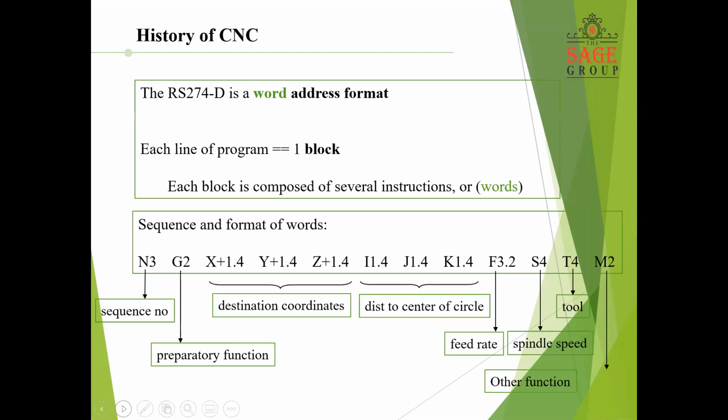ओके. अब आप ये प्रोग्राम देखिए, इसके अंदर प्रोग्राम के अंदर अगर आप ये देखोगे तो ये एक मशीन है, वर्ड एड्रेस फॉर्मेट है, ये उन्होंने उसका नाम दे दिया है. हर लाइन के प्रोग्राम के अंदर एक ब्लॉक होता है. Each block comprises several instructions. ये सीक्वेंस है फॉर्मेट ऑफ वर्ड्स. N3 हो गया तो ये सीक्वेंस हो गया. G2 हो गया, X 1.4, Y 1.4, Z 1.4.